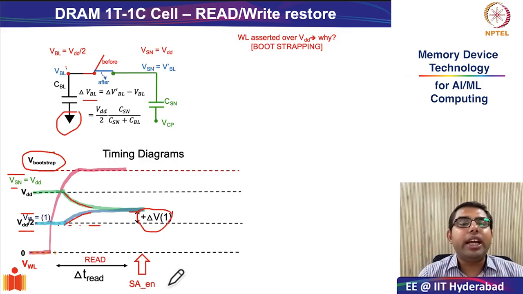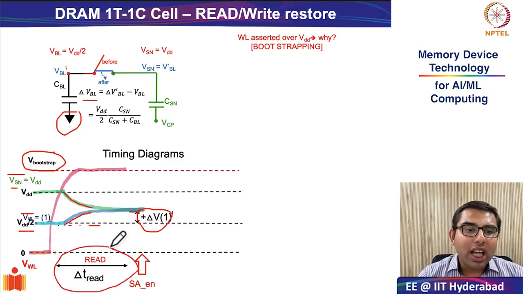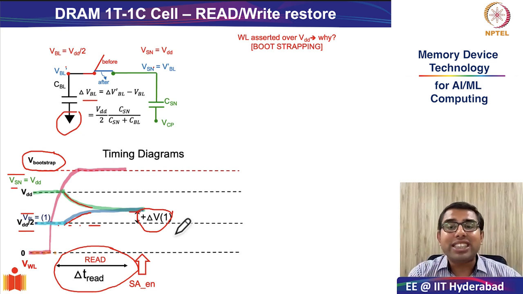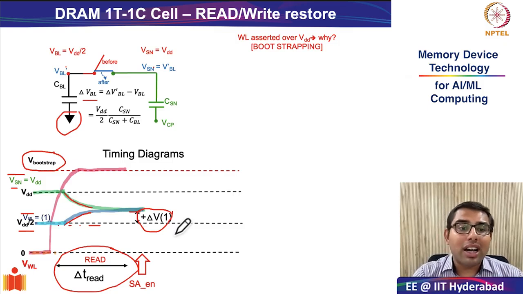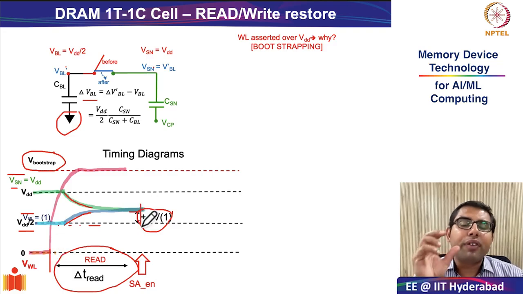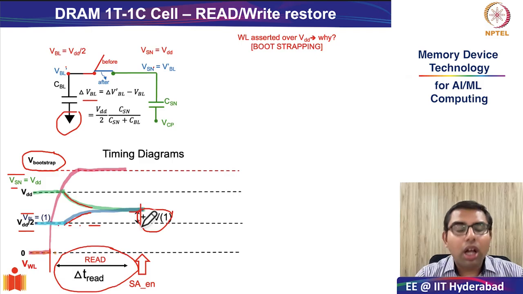And this is essentially the read process. Remember, the read process is where you are able to find out whether the storage node consists of either VDD or 0 by checking whether the change in the bit line is either positive or negative. And the amount of time that it takes for this process to happen from the starting of the word line to getting enough sense margin is known as the read time. So delta T is the read time. Remember, x-axis was the time axis.